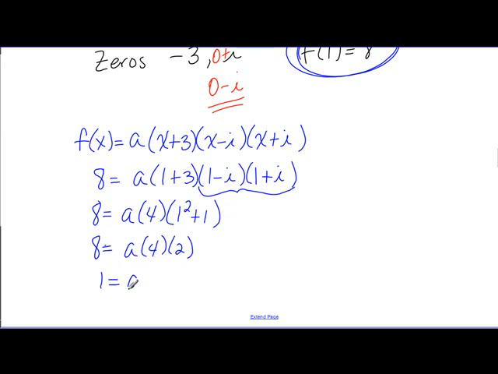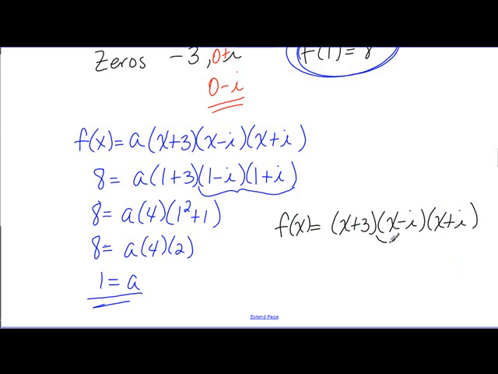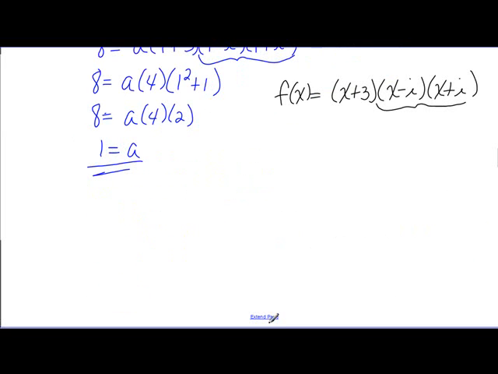So our function, f of x, that we're looking for here is 1 times x plus 3 times x minus i times x plus i. And if you're offended by those complex numbers, or the imaginary numbers showing up there, you can just multiply those two factors together and get a quadratic. It will be x squared plus 1.